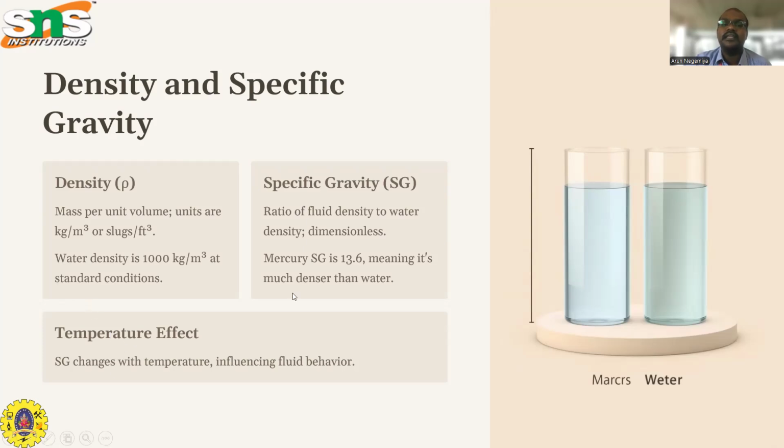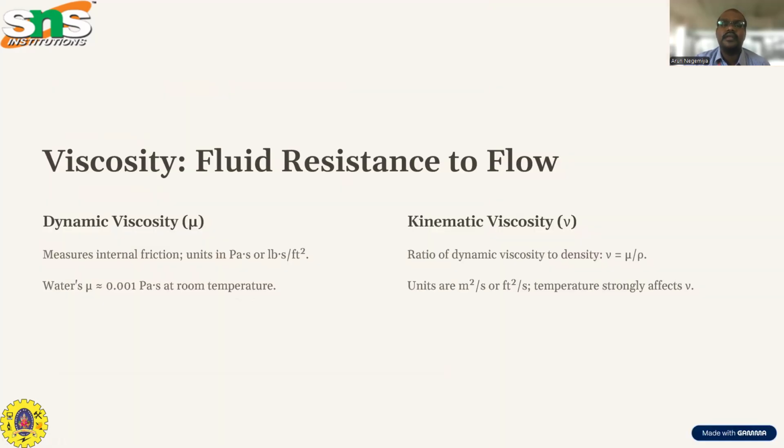Based on the temperature effect, the specific gravity changes with the temperature for fluids like water, petrol, diesel, mercury. Next one is viscosity of the fluid. Viscosity can be classified into two types. One is the dynamic viscosity, denoted as mu. Next one is the kinematic viscosity, denoted as nu.